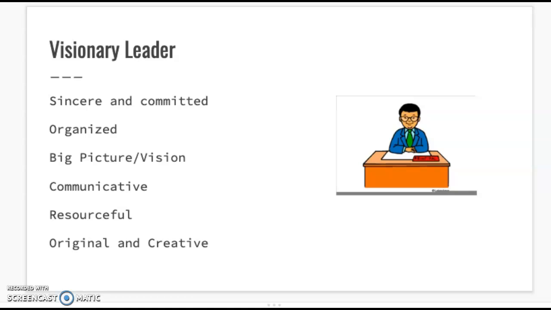A visionary leader. I believe that a visionary leader should be sincere and committed, organized, have a big picture or vision in mind, communicative, resourceful, and original and creative. I think that these are qualities that can help a visionary leader be successful in most situations.